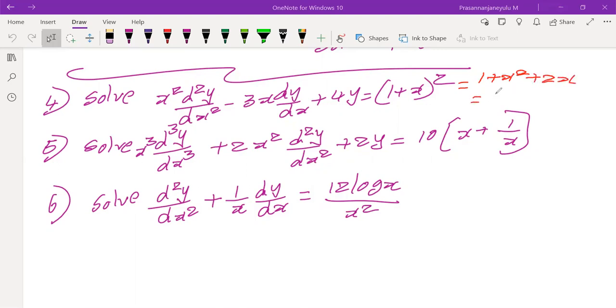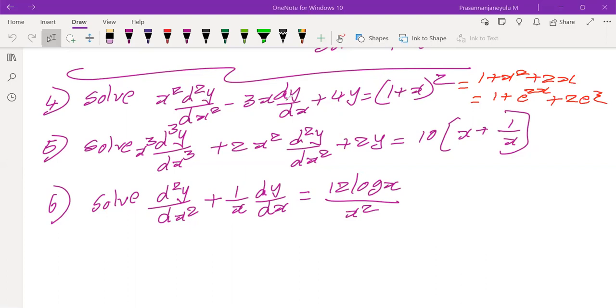So it will become (1 plus e power z) whole square, which is nothing but e power 2z plus 2 into e power z. The fourth problem is in the form of the left hand side d power 1 x power 1, d square x square. So d square coefficient is x square, like that. It is Euler Cauchy's linear differential equations with variable coefficients.